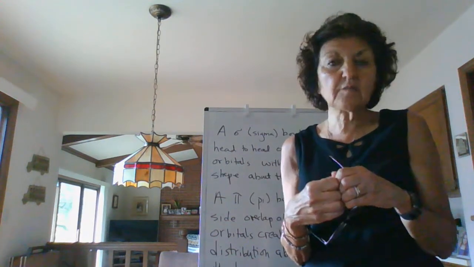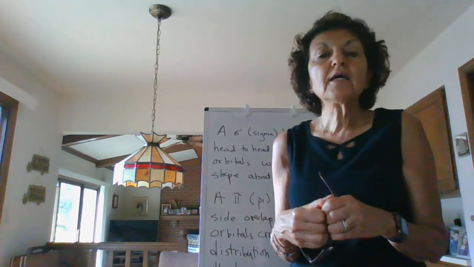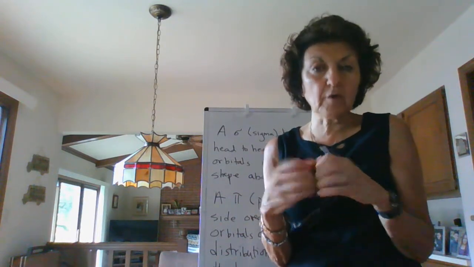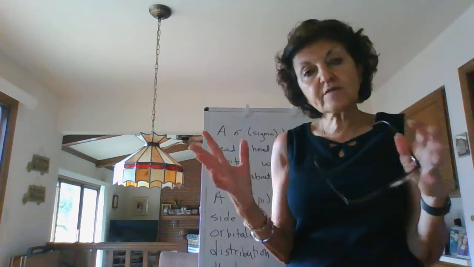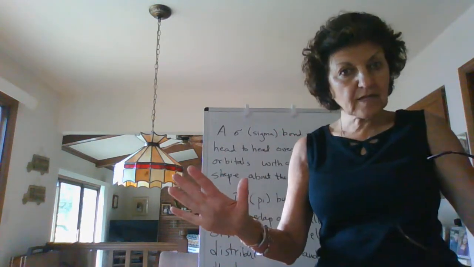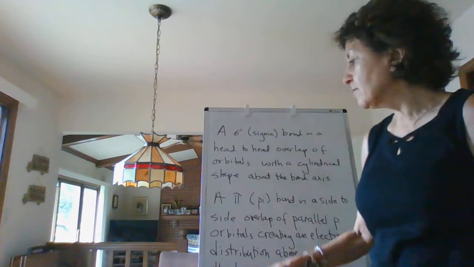Sounds complicated, but all you need to worry about is that all single bonds are sigma bonds, okay? So all single bonds are sigma bonds. That's a given. Now let's do the next one.